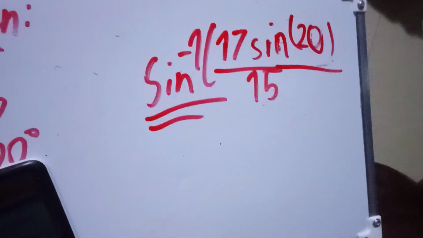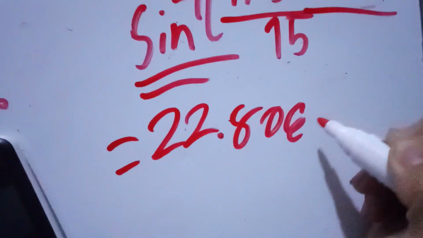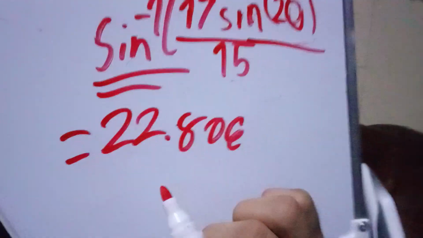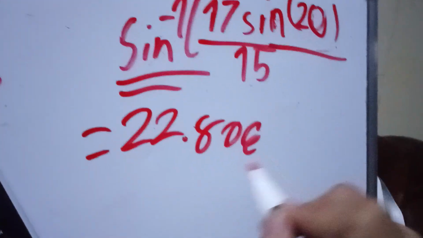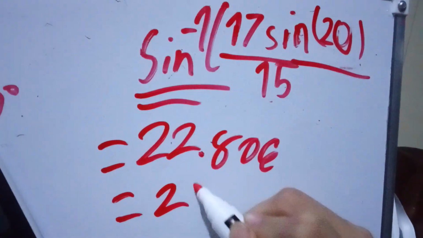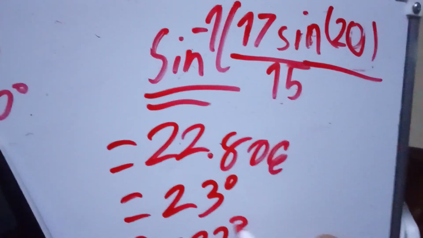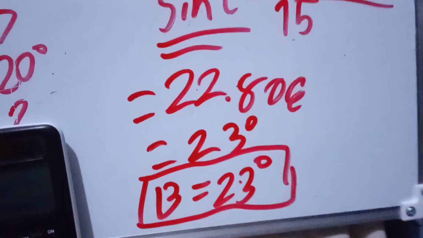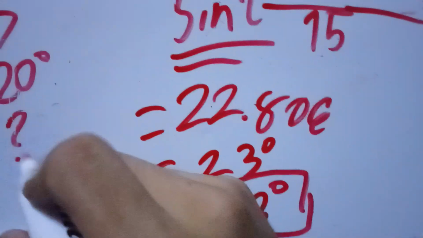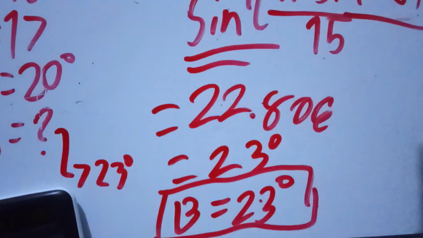22.806. But to make it safe, just round it off to the nearest degree. So 22.806 becomes 23. That means B is equal to 23 degrees. See, B is now 23 degrees. And now this is now 23 degrees.